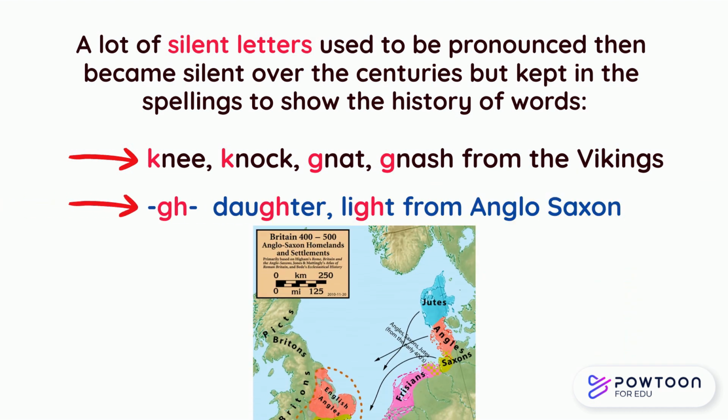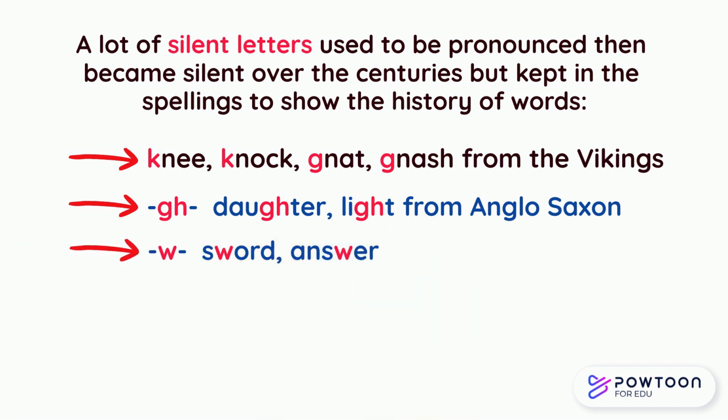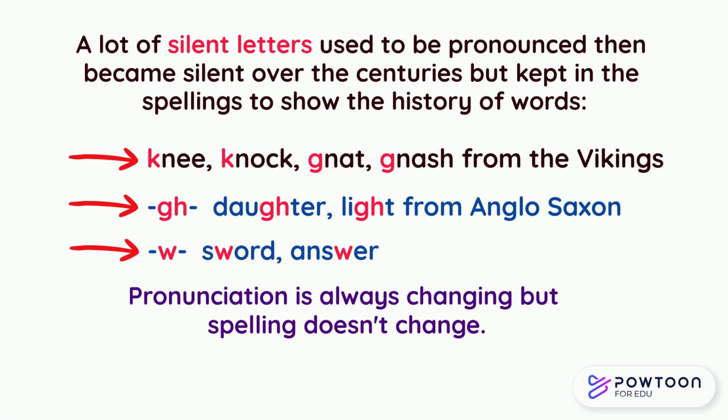And Anglo-Saxon words daughter, light. The GH used to be a very hard sound, like a loch sound. Sword, we used to say s-word. And we've got answer or answer, depending on your accent. But answer is a later pronunciation. So pronunciation is always changing, but the spelling doesn't change.